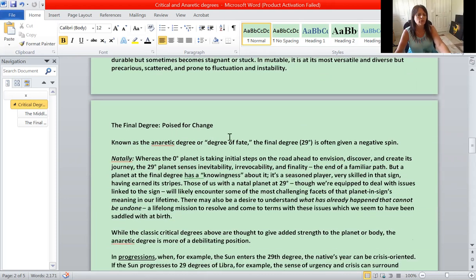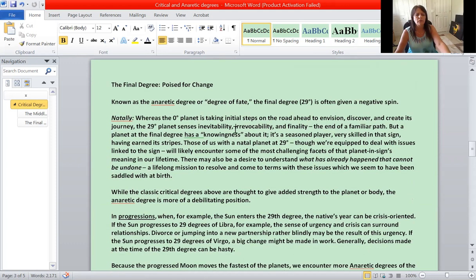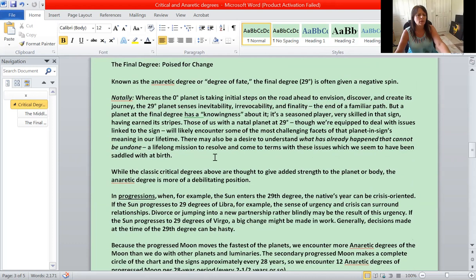All right, the final degree, known as that final degree, which we just talked about. All right, let's see. What else I want to get to? This is pretty much the same. Okay, we'll read this.